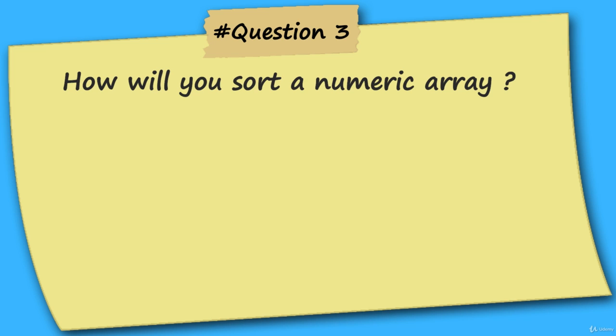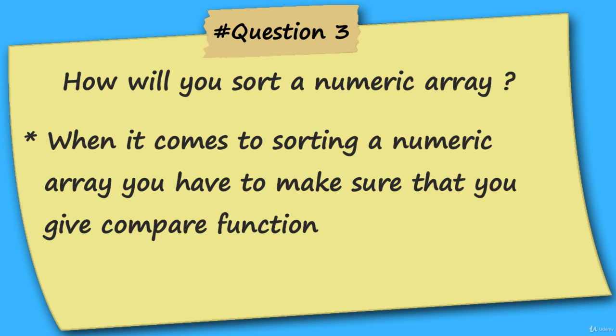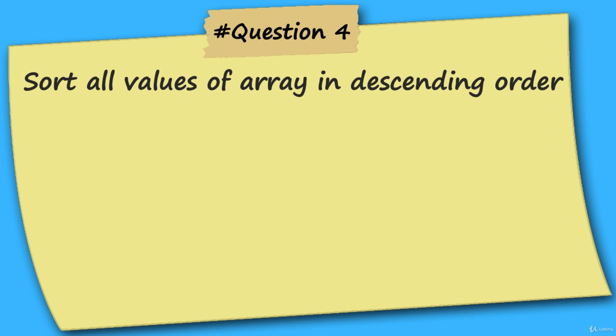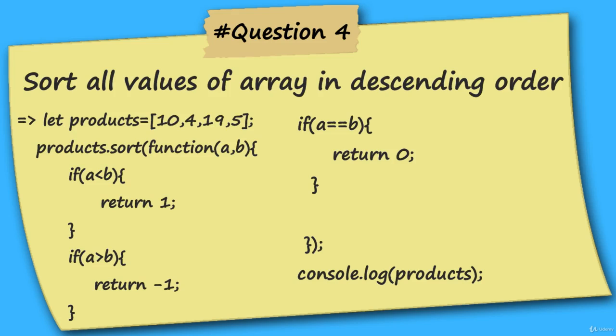Third question is, how will you sort a numeric array? So we have already seen this, that when it comes to sorting a numeric array, you have to make sure that you give the compare function. Otherwise it will be sorted as a string. And the fourth question is, sort all values of an array in descending order. So again, you will have to use the compare function, and in case of returning the value, wherever you return -1, instead of that you say return 1, and where you are returning 1, just say return -1, and that's how you sort the array in descending order.